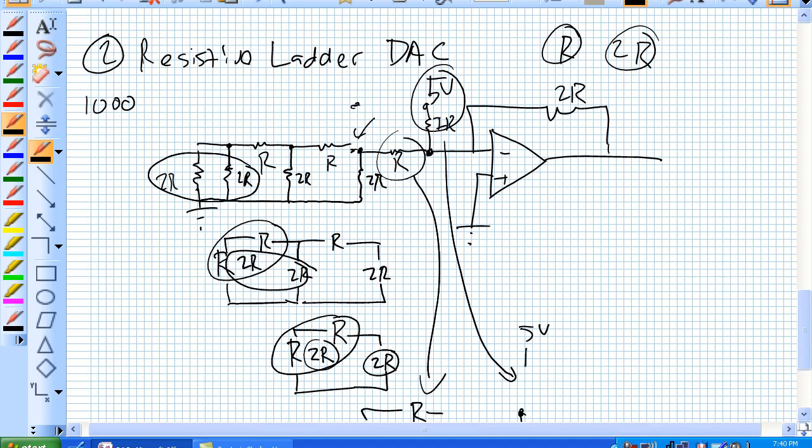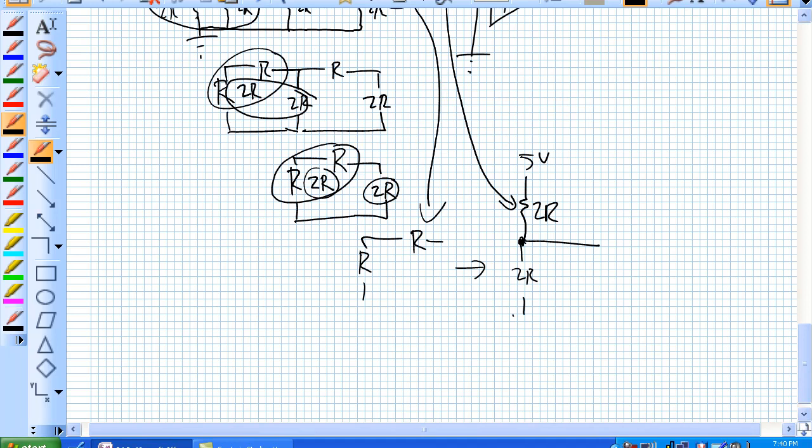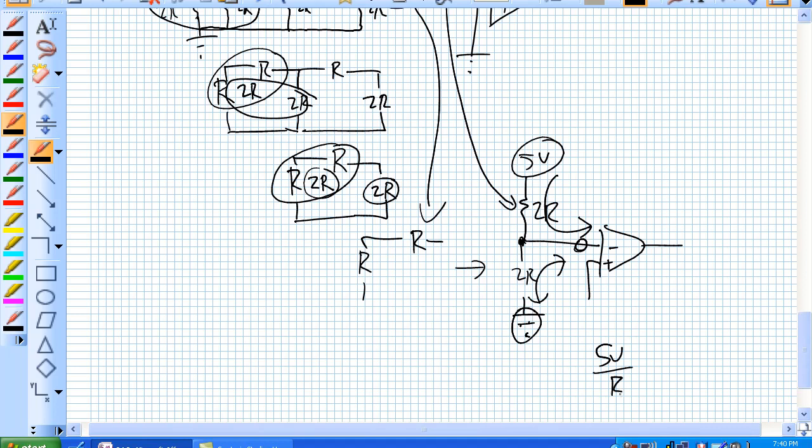5 volts, 2R. Since that one's grounded, what is the current? 5 volts. This one's ground right here, and the virtual ground right here. So there's no current, no potential difference between here. All the current flows that way. What is the current? Well, it's 5 volts divided by 2R.